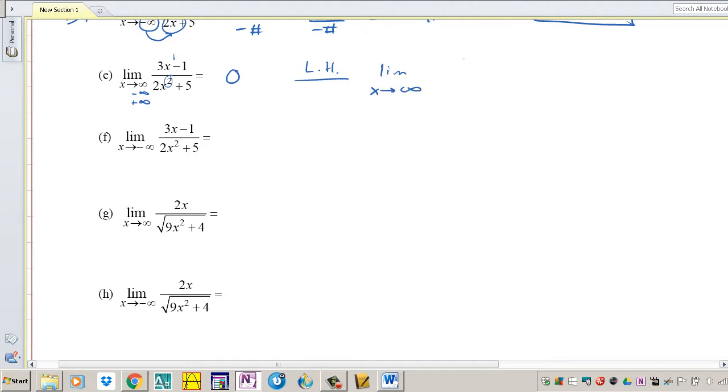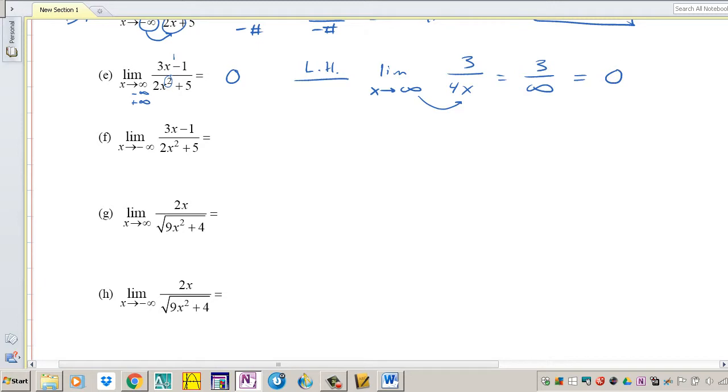If I take the derivative of the top, it's 3. The derivative of the bottom is 4x. Plug in infinity, I get a number over infinity, and a large number in the denominator will get smaller and smaller to 0, which means that it will become 0.